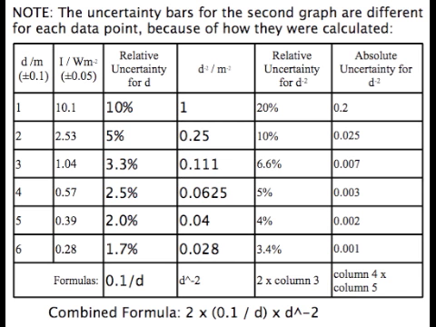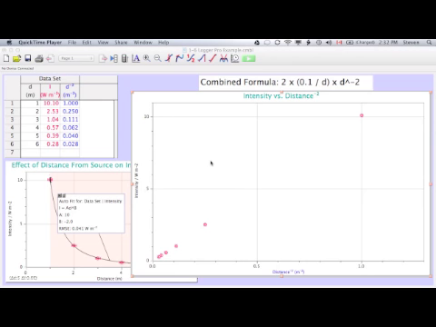All these columns can be combined into a single calculation using the formula shown below, where we take twice column 3, which is 0.1 divided by d, and multiply that by column 4, which is d to the -2. Having a single formula makes it simpler when we go into Logger Pro to graph this information. So now we can go back to Logger Pro and add the proper uncertainties onto the horizontal axis.